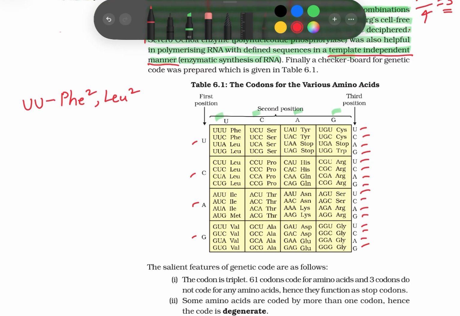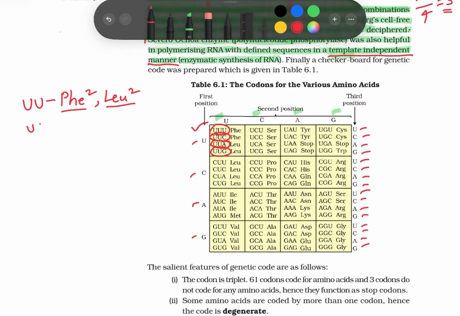First two letters. First letter is U, next letter is C. So UUU and UUC, these are coding for phenylalanine. Next two: third letter is A, fourth letter is G, so UUA, UUG. That is leucine. Phenylalanine and then leucine. So first box done. Second box, let us see UC.